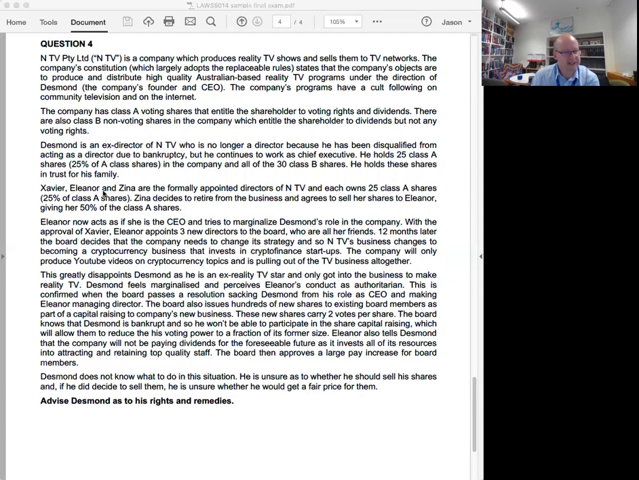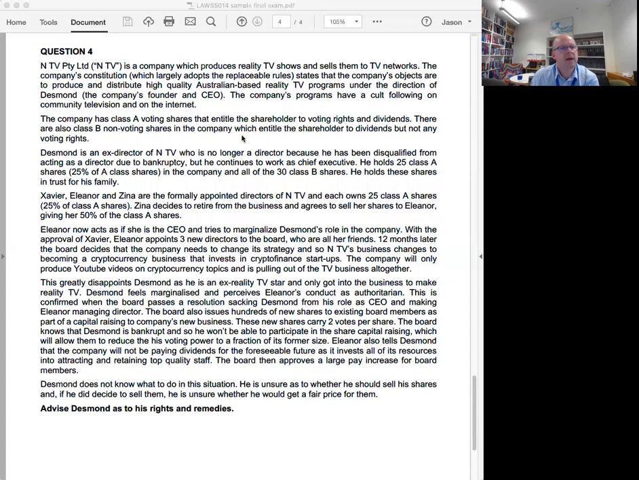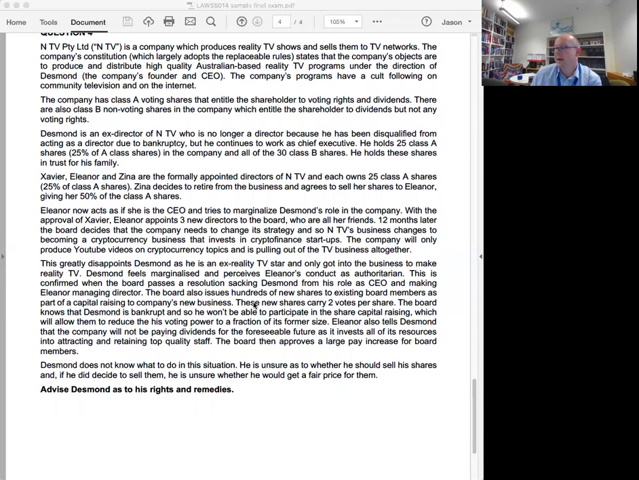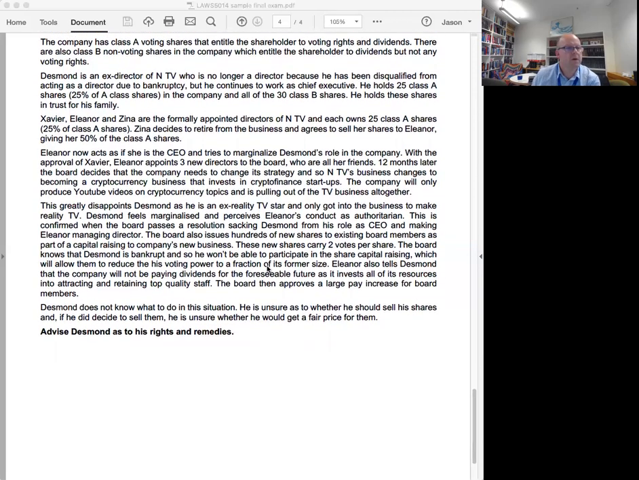So once Zena sells her shares, it doesn't say she's retiring from the business. It doesn't say that she stops being a director though, but that's the way I would read it. So if we've got a majority board resolution, Eleanor and Xavier, or if Zena has retired from the board, then the sole remaining directors, Eleanor and Xavier, can certainly appoint new directors. That's not a problem. And that's under 201G, 201H, directors can appoint other directors. All right. And what else then?